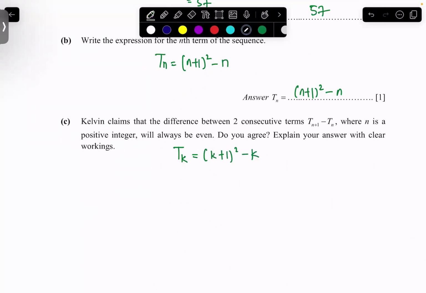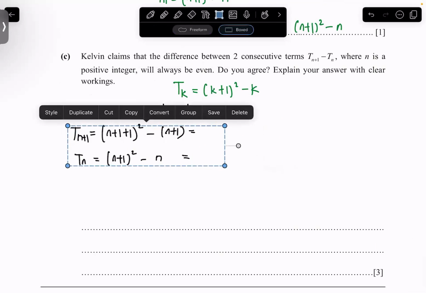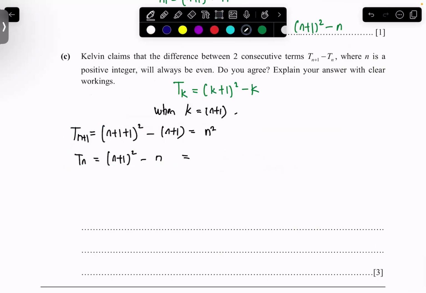Now I say when k is equal to n plus 1, what will happen? Tn plus 1 will be equal to n plus 1 plus 1 squared minus n plus 1. Then Tn would just be n plus 1 squared minus n. Now what is the result of these two? Let's find out. n plus 2 squared will be n squared plus 4n plus 4 minus n minus 1. Here will give me n squared plus 2n plus 1 minus n.